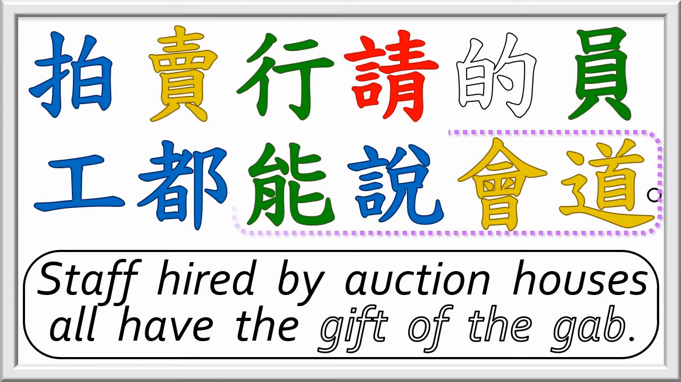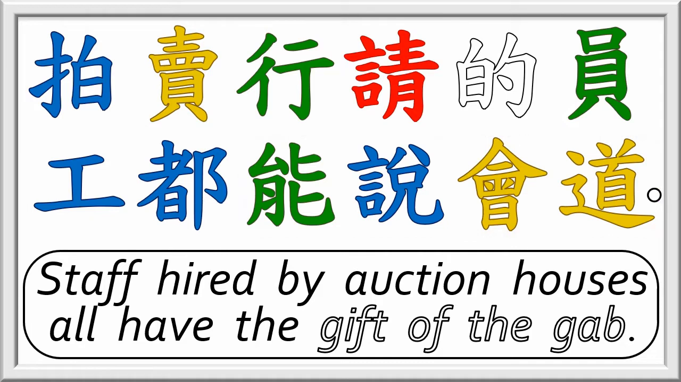A 4-character idiom meaning a person with good conversational skills, the gift of the gab, is 能说会道。拍卖行请的员工都能说会道。Staff hired by auction houses all have the gift of the gab.